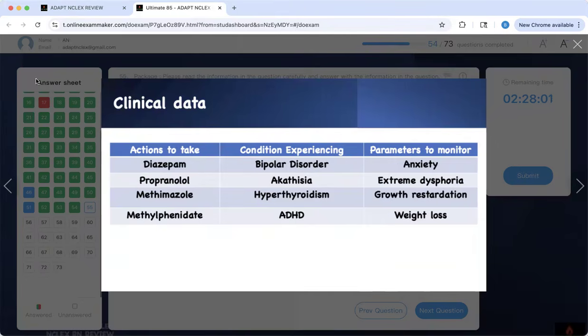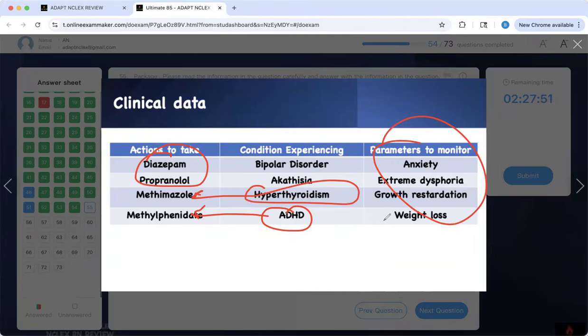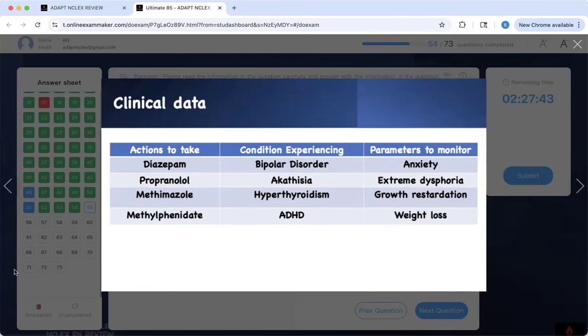I'll show you how to answer them. ADHD, you use that one. Hyperthyroidism, you use methimazole. If you have to pick two, it's that. And then you just follow the patient. We're not going to worry about your weight. We're not going to worry about your growth retardation. I got to worry about this. This is how you answer both type questions.